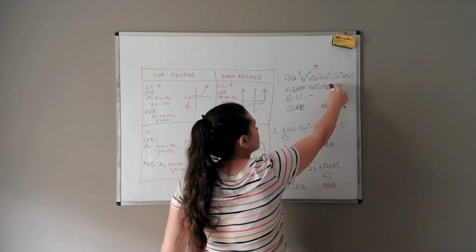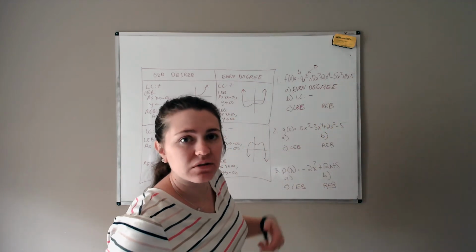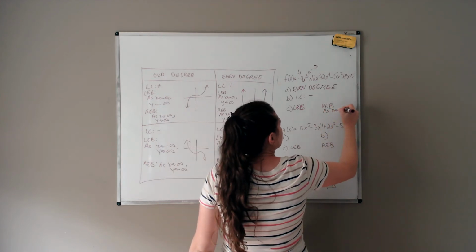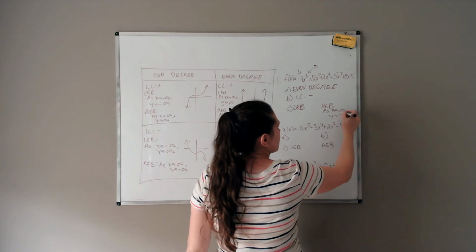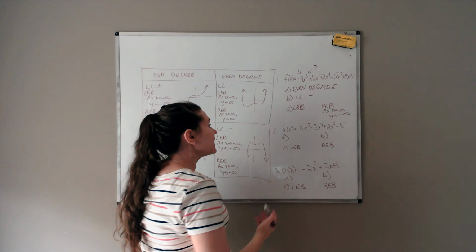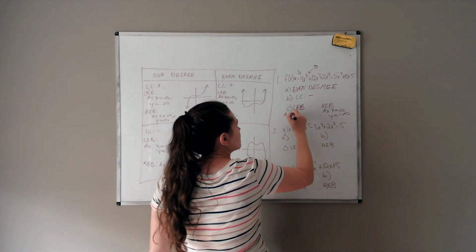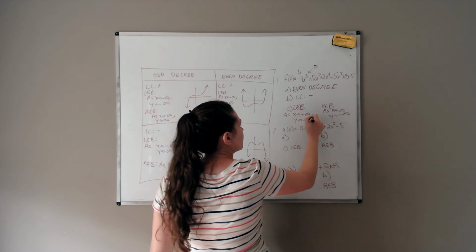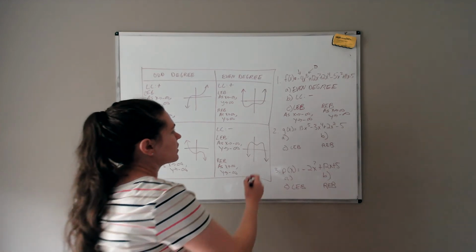So that means your end behaviors go in the same direction, because it's an even degree. But since the leading coefficient is negative, the right end goes down. So as x approaches positive infinity, y approaches negative infinity. And they go in the same direction. So if the right end goes down, the left end, as x approaches negative infinity, must go down too. So y approaches negative infinity.